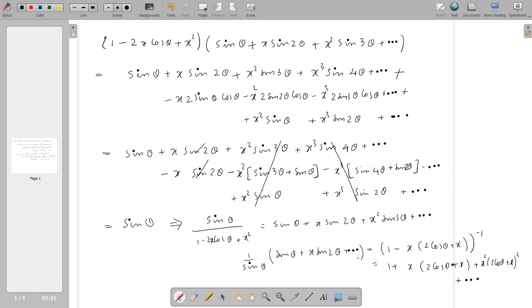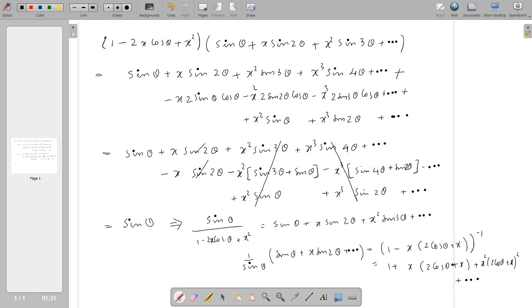So from this you can get the values of sine theta by sine theta, sine 2 theta by sine theta, sine 3 theta by sine theta, etc. So in order to get sine n theta by sine theta, we need to collect the coefficient of x raised to n minus 1 from the left.